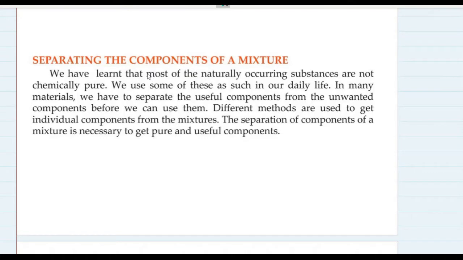So we have understood that most of the naturally occurring substances are not chemically pure. So we use some of these as such in our daily life. In many materials, we have to separate the useful components from unwanted components before we can use them. And different methods are used to get individual components from the mixture. The separation of components of a mixture is necessary to get pure and useful components. So separation of components is a very useful method.